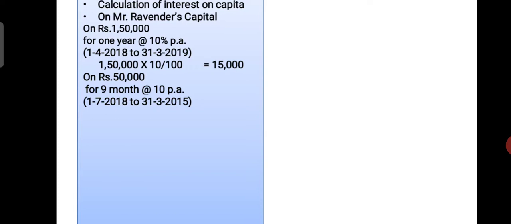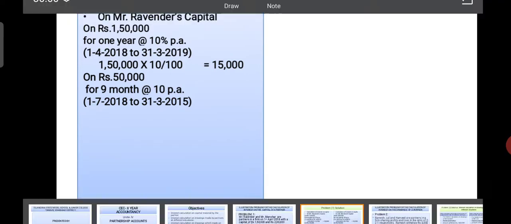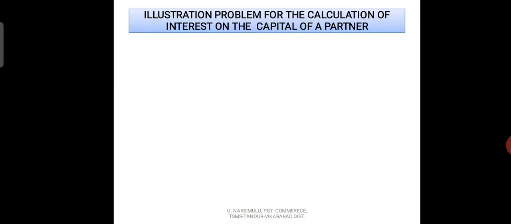Why? Because he introduced 50,000 rupees into the firm on 1st July 2018. From 1st July 2018 to 31st March 2019, the number of months are 9. We will get 9 months for this period. So we have to calculate the interest for 9 months at the rate of 10%. See how much amount we are getting. You can observe.